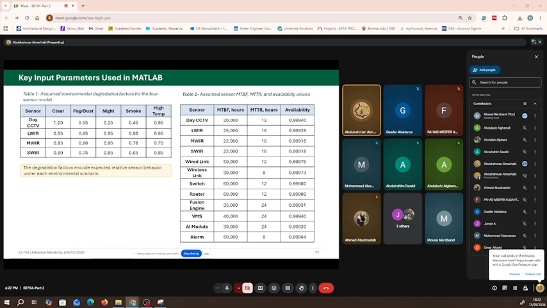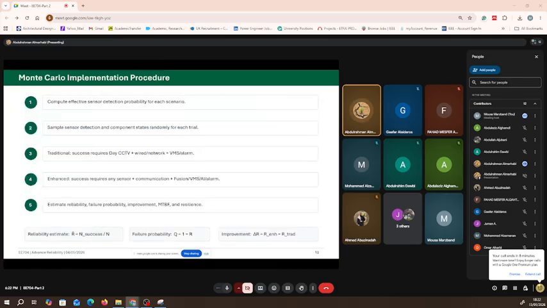The ELWIR and IMWIR have high values at night because they are thermal sensors. However, they have lower values under high temperature because the thermal contrast becomes weaker. The second table shows the MTBF, MTTR, and availability values. These are used in the simulation.